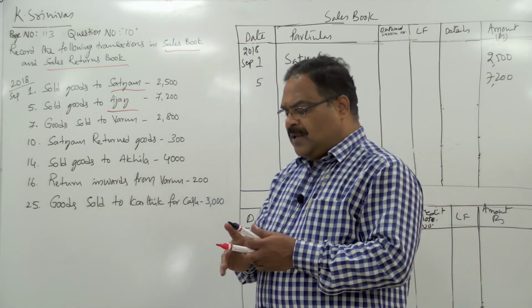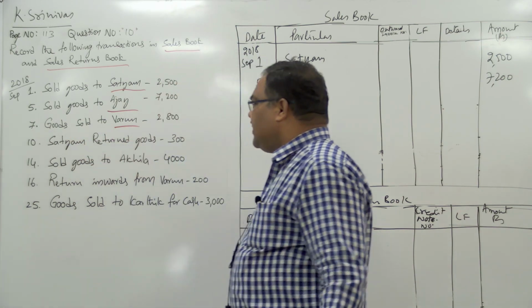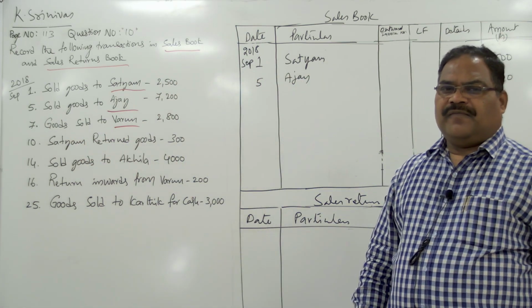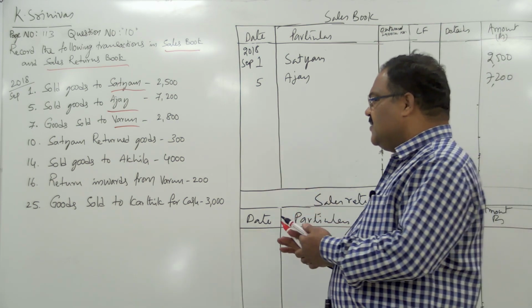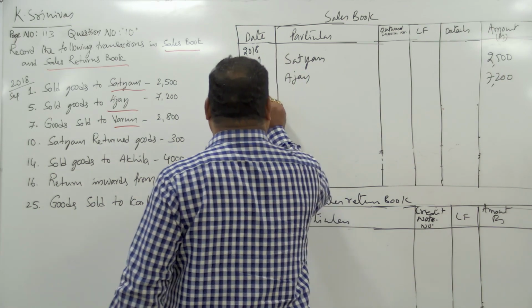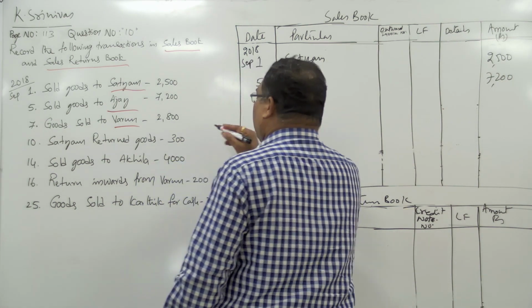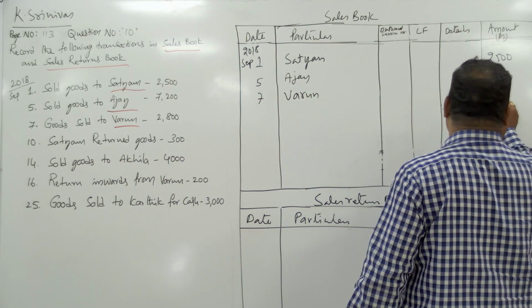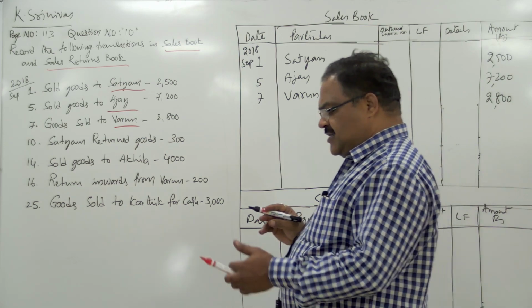Likewise, sold goods to Varun. Same story. We sold goods to Varun on credit. Should be taken on 7th, Varun, 2,800. Next.